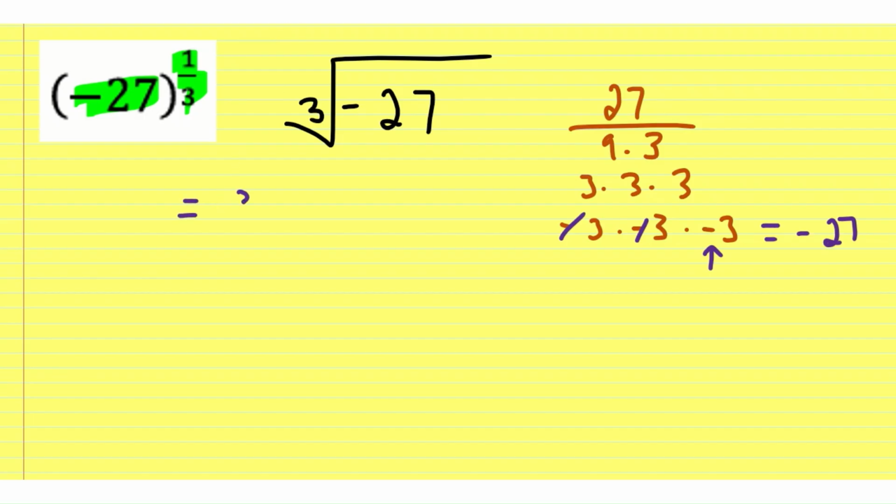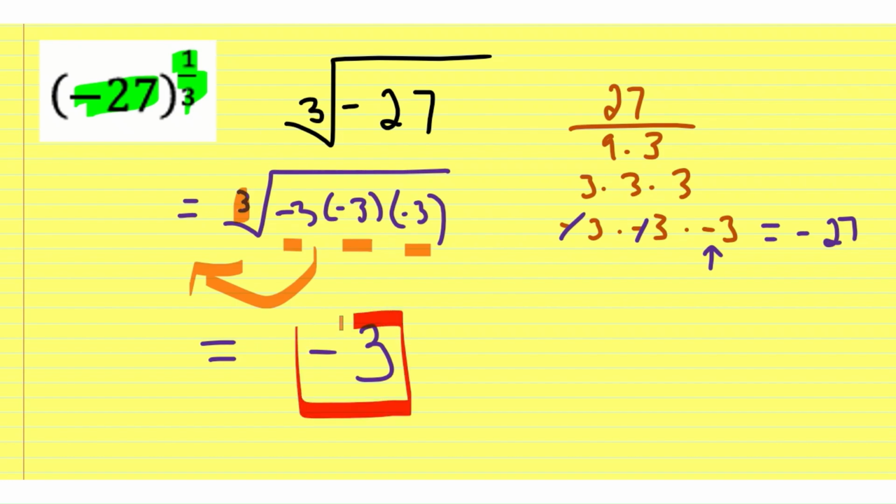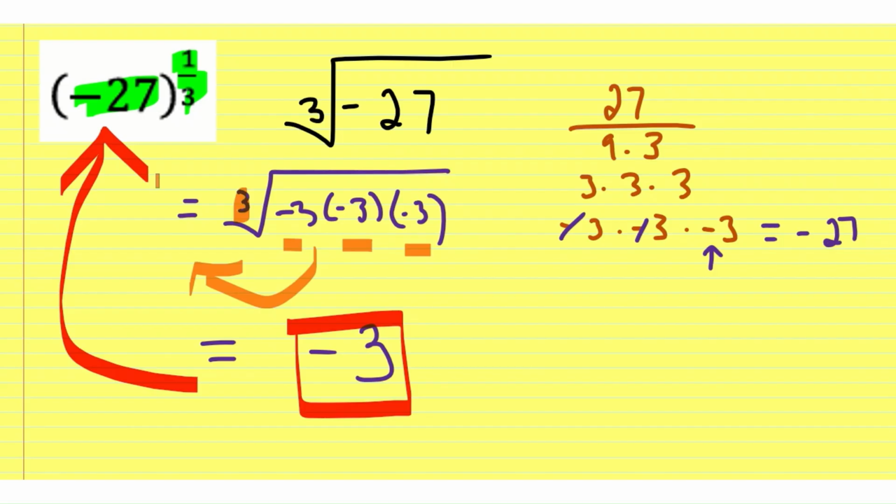So that's going to be equal to the cube root of -3 times -3 times -3, and voila, I'm looking for a cube root, which means I'm looking for 3 of the same factors. I have 3 of the same factors, so that means that -3 can come out to represent all 3 -3 factors. If I'm using up all my factors, the radical disappears. So my final answer is going to be just that -3. That is the answer for this -27 in parentheses raised to the 1/3 power.